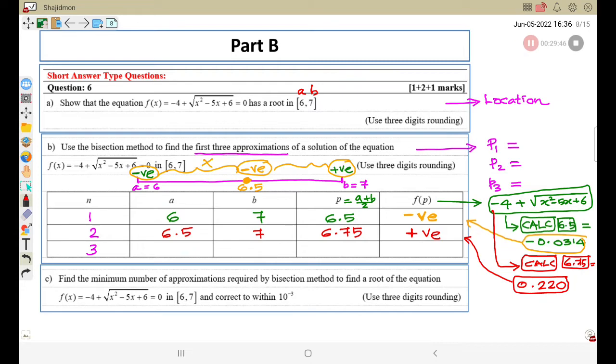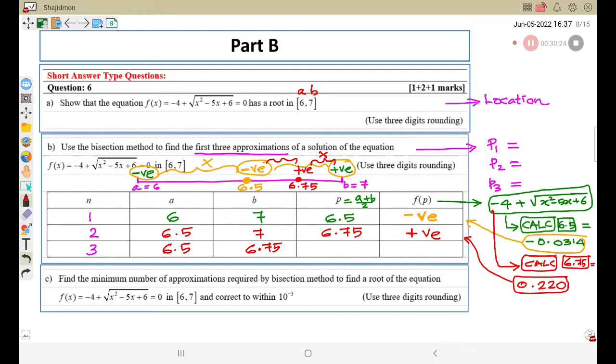Now we will go to the third approximation. We need to first mark 6.5 and 7, and we got 6.75. What is the sign we are getting? Positive. So which interval will we take and which will we delete? Positive and positive we don't want; negative and positive we need. That is 6.5 and 6.75. So we can take the middle now.